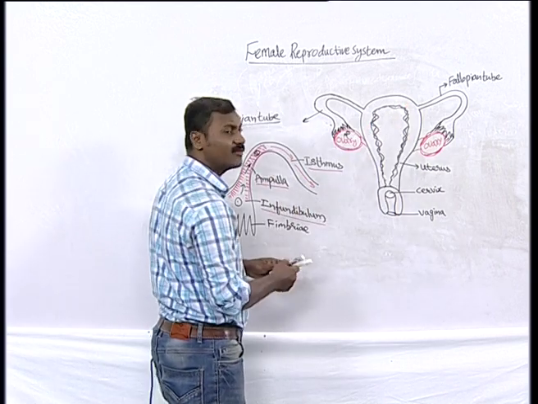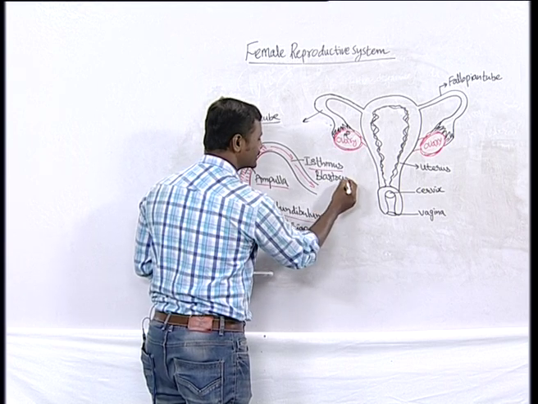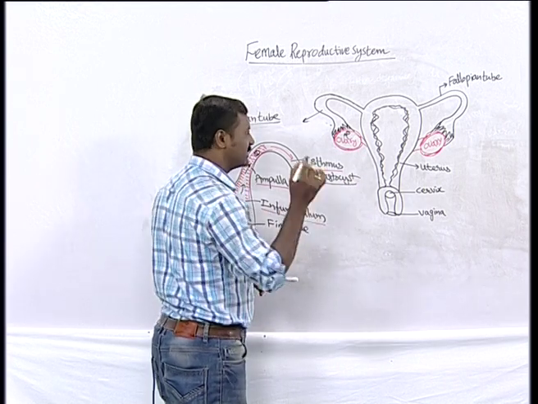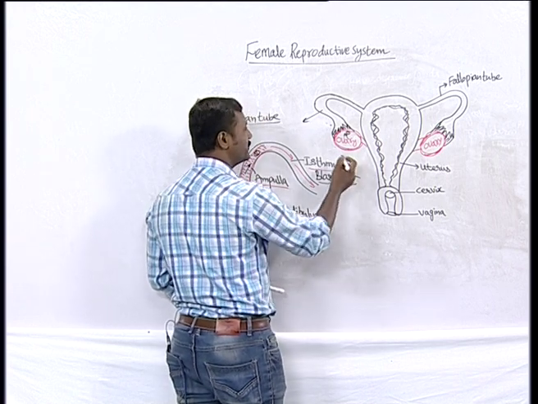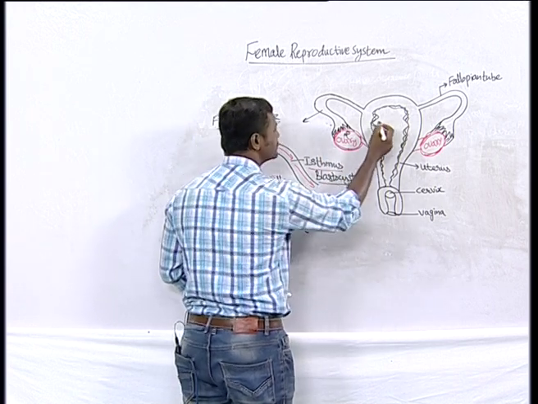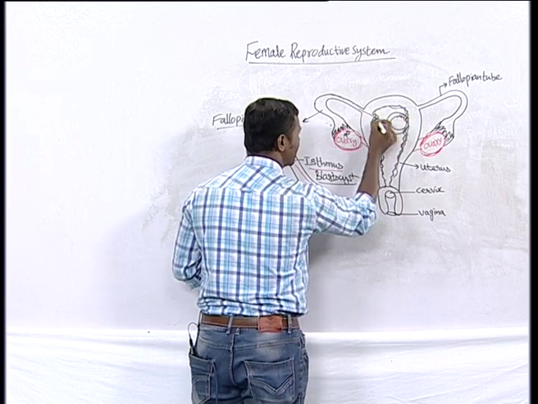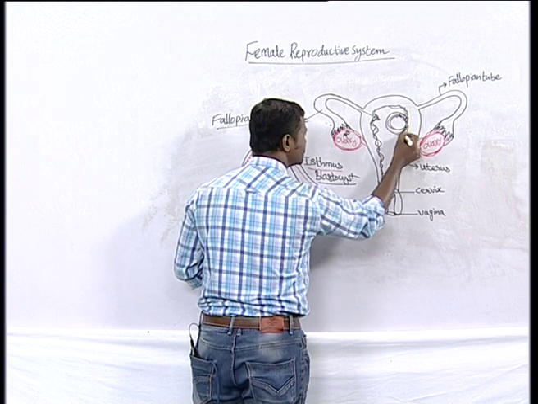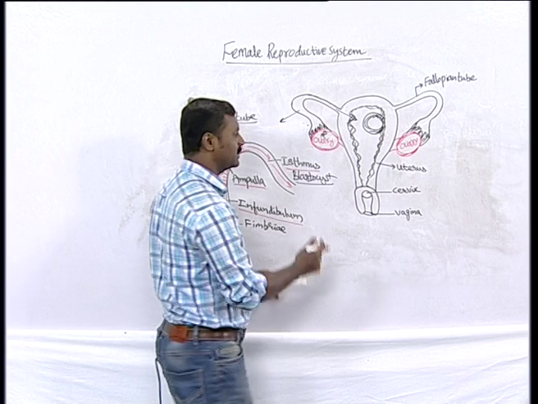So at which stage? At the blastocyst stage, which we can also call the embryonic disc, it will come and settle here. It will travel like this and finally get implanted in the uterus. So let us see the uterus.